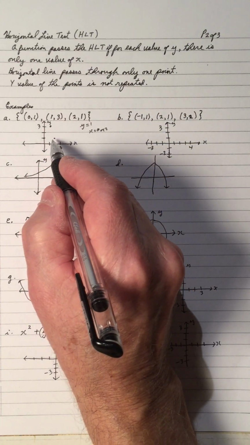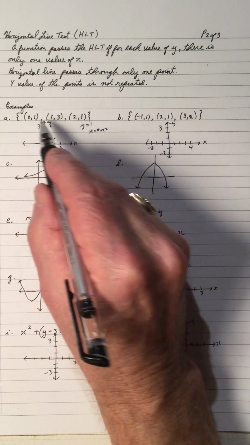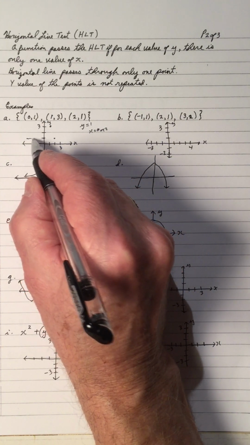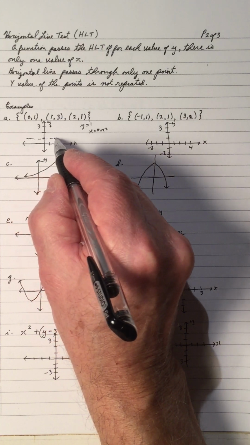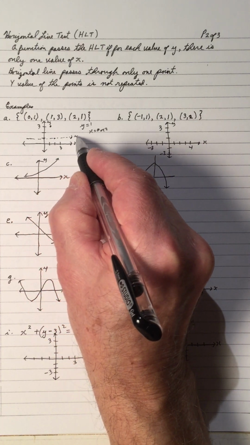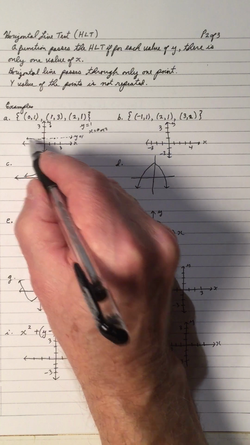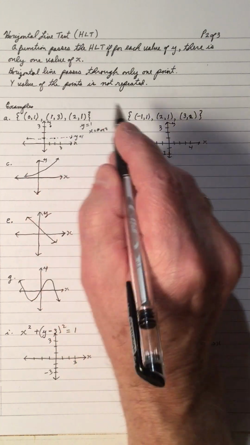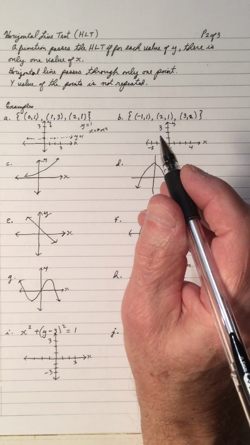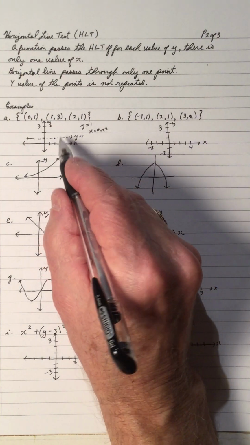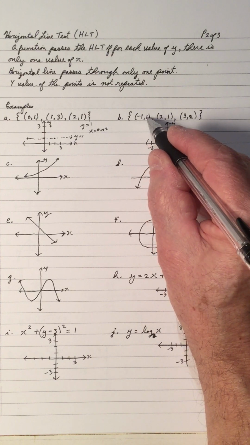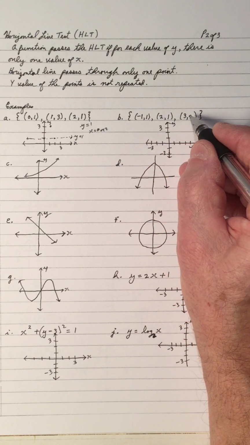Or if you think about it, notice the y is repeating. So if the y repeats, we have a horizontal line, which is this one. That horizontal line, which is y equals 1, the dotted line, passes through these 2 points, so it fails the horizontal line test. Notice y is repeated.